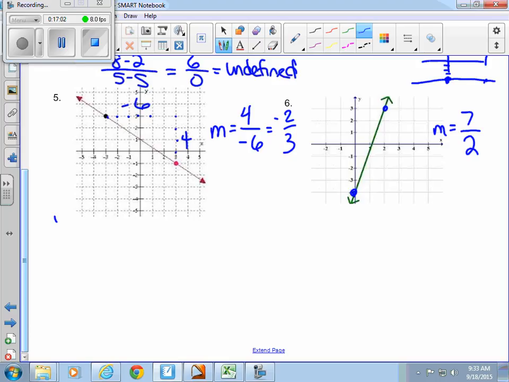This line's going up to the right. It should be positive. So just make that quick check in your head. A lot of people, that's when they mess slope up, is getting the negative side wrong. So just take a look.